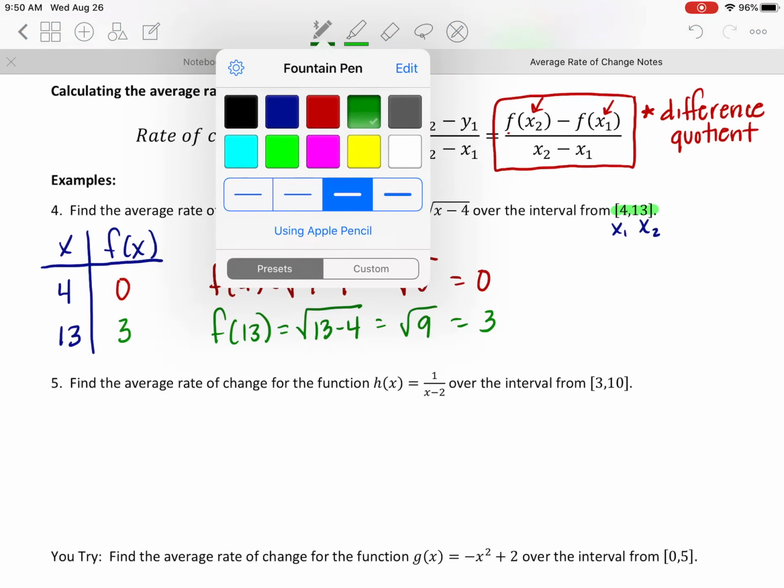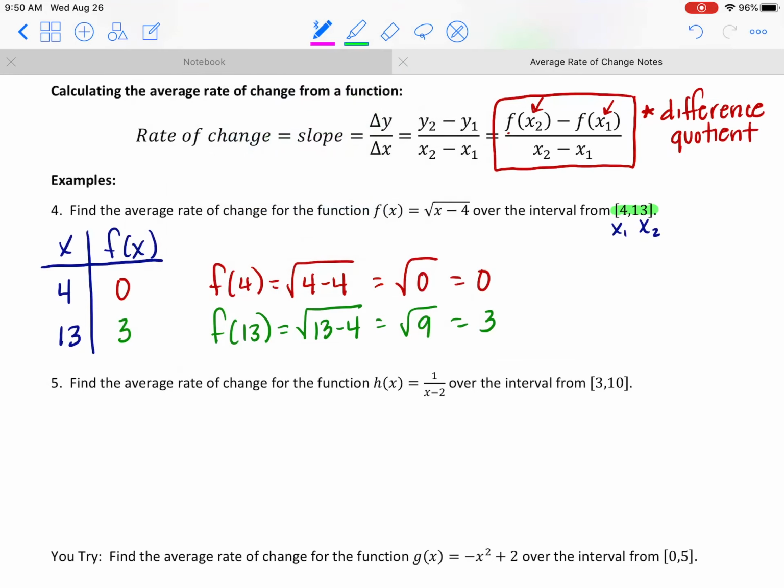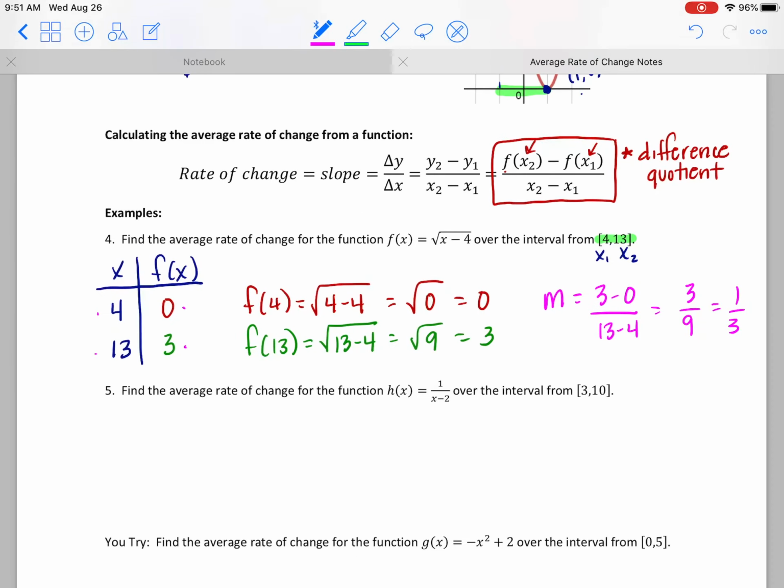Now we're going to calculate our slope. So slope is going to be y2 minus y1, so 3 minus 0, and then x2 minus x1 is going to be 13 minus 4. So we have 3 over 9, or 1/3 when we reduce. Okay, so a slope of 1/3 here.